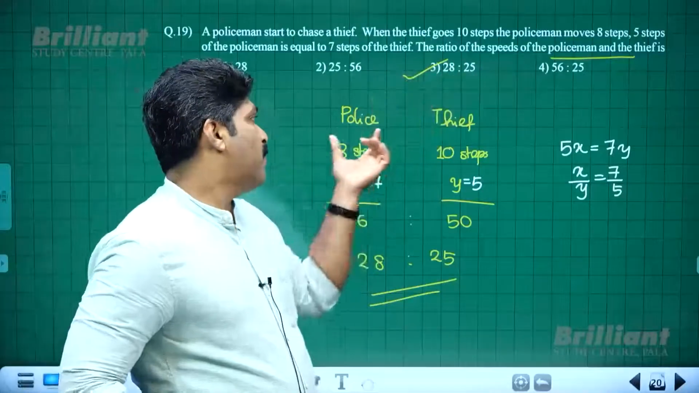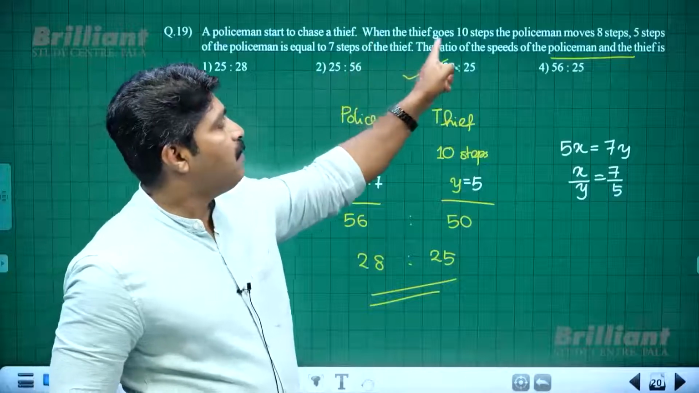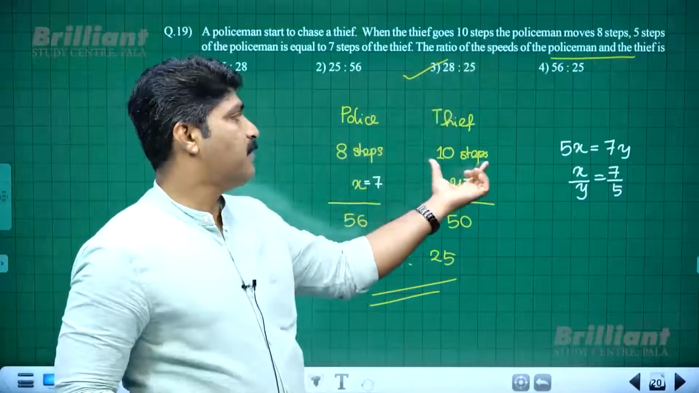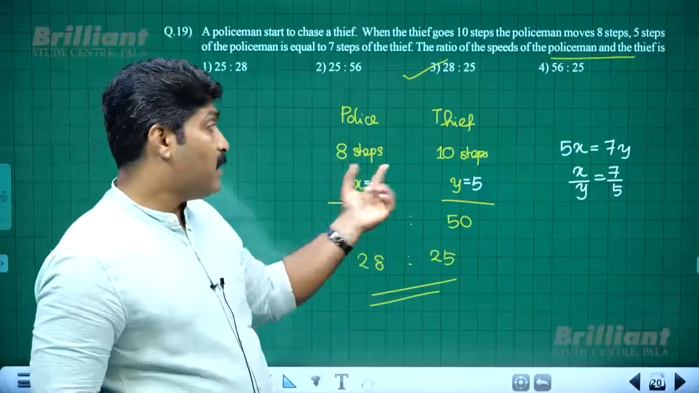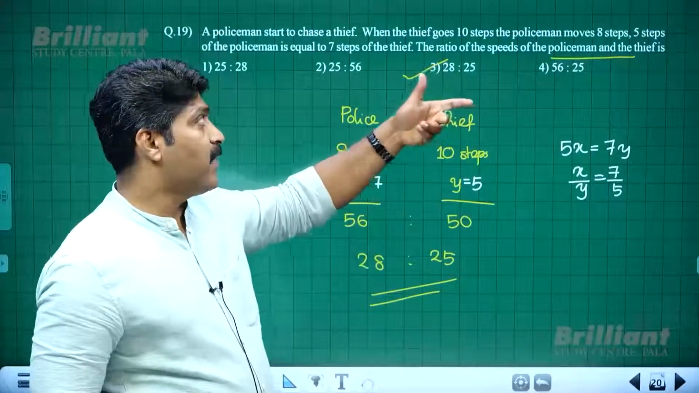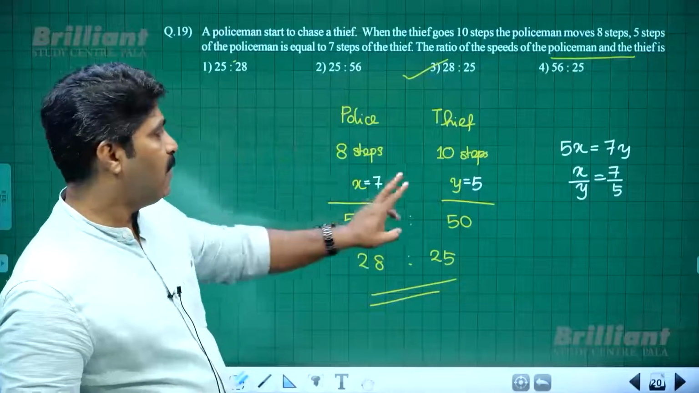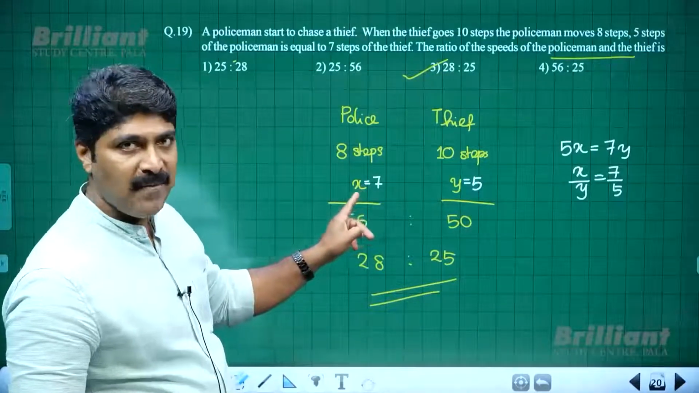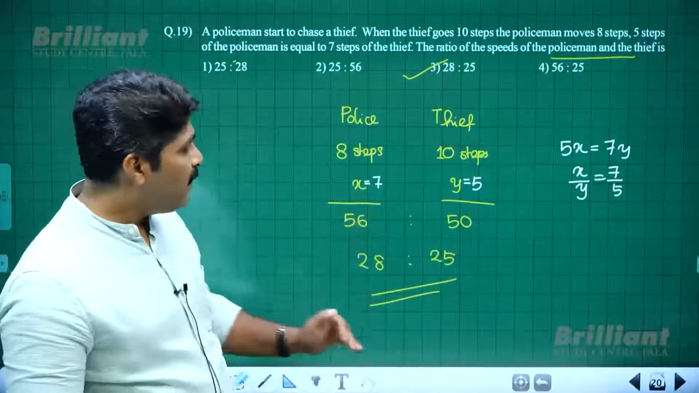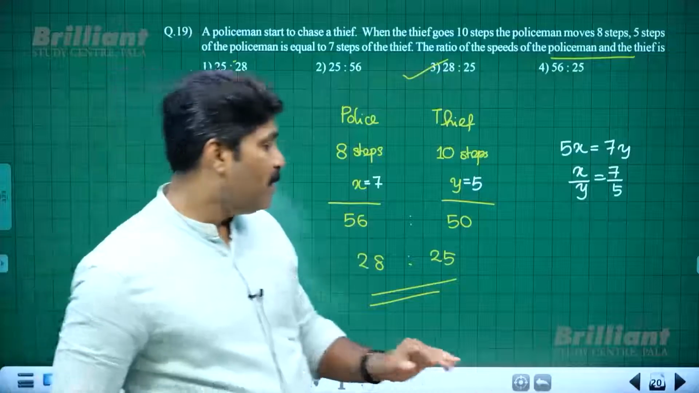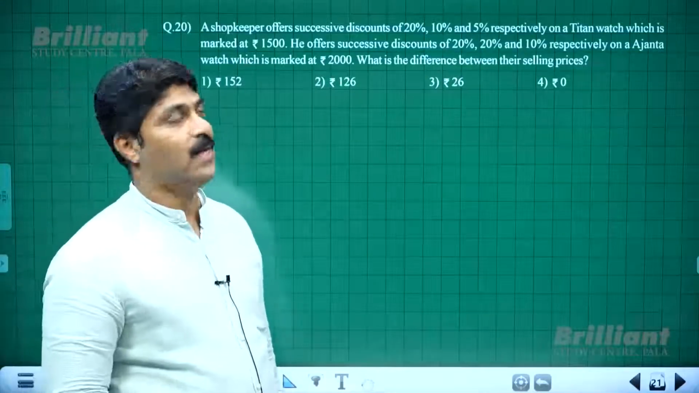10 steps of the thief, so here when the thief goes 10 steps, policeman moves 8 steps. And the distance wise, we have to reverse this one. 5 steps of the policeman is 7 steps of the thief. So you have to write 7 with police and 5 with thief. Just multiply them together, find the ratio here. That's a simple operation.